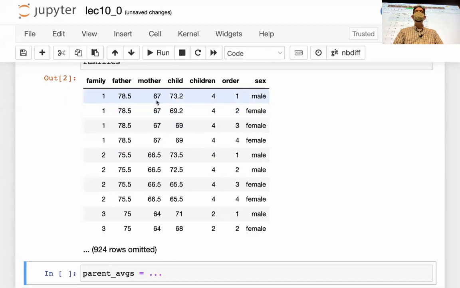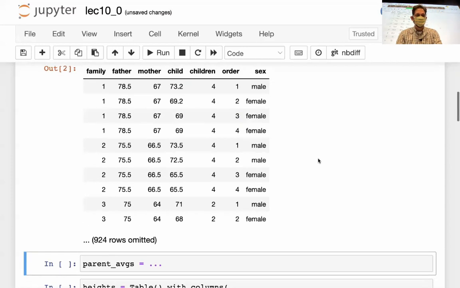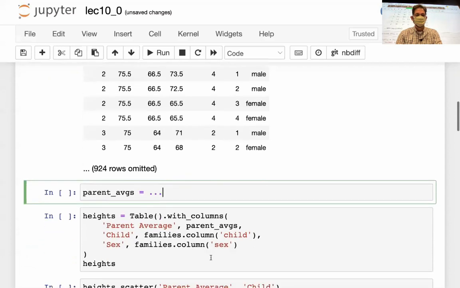Now, one way to go about this is to see if there's an association between the height of the parents and the height of the child. But the height of the parents is 2 numbers. We're just going to simplify our lives a little bit and try to get that down to 1 number by averaging the heights of the parents. Hopefully this is something we know how to do by now, but we will practice it.